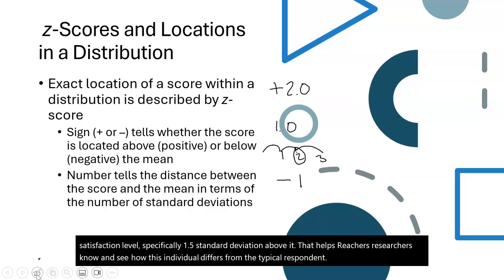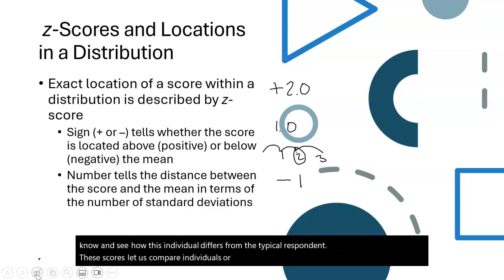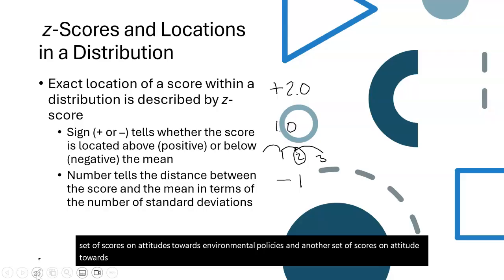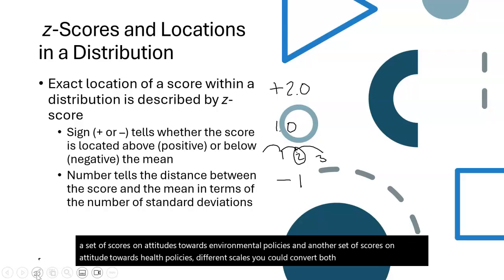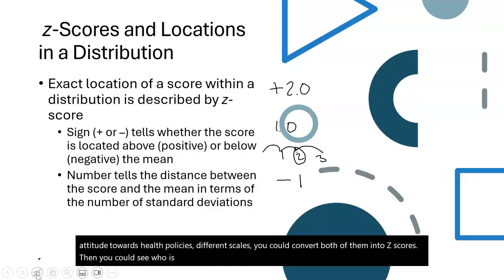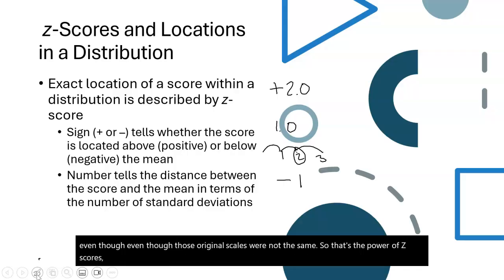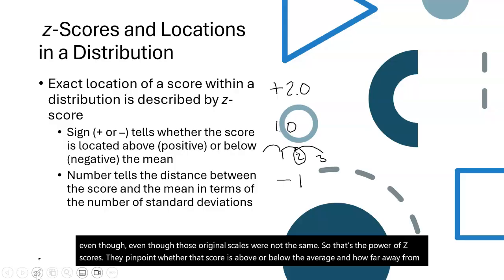These z-scores let us compare individuals or groups across various studies. If we have a set of scores on attitudes towards environmental policies and another set of scores on attitudes towards health policies, on different scales, you could convert both of them into z-scores. Then you could see who is more enthusiastic or more skeptical across those different topics, even though the original scales were not the same. So that's the power of z-scores. They pinpoint whether a score is above or below the average and how far away from the average it really is.